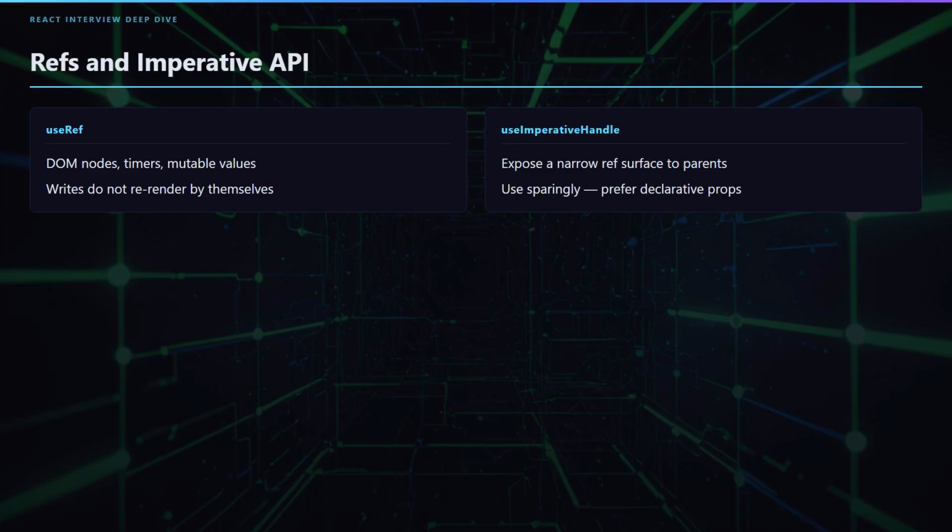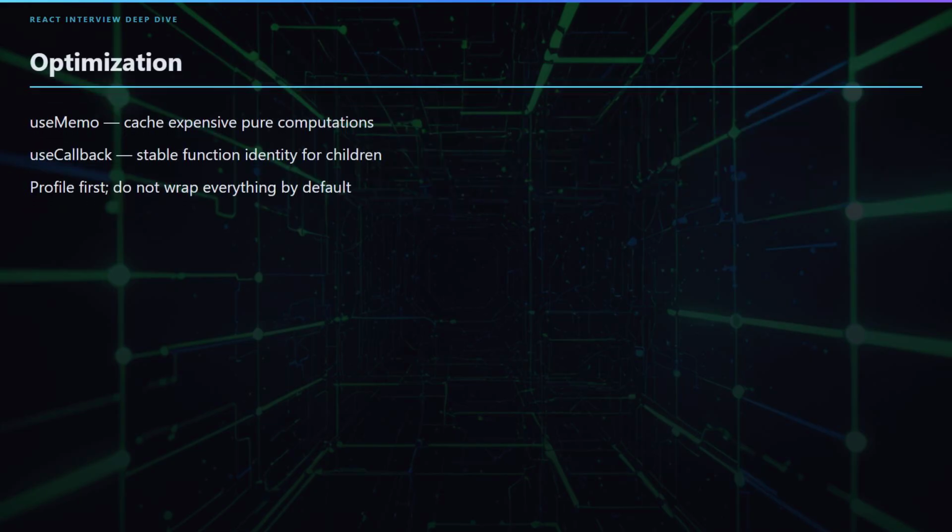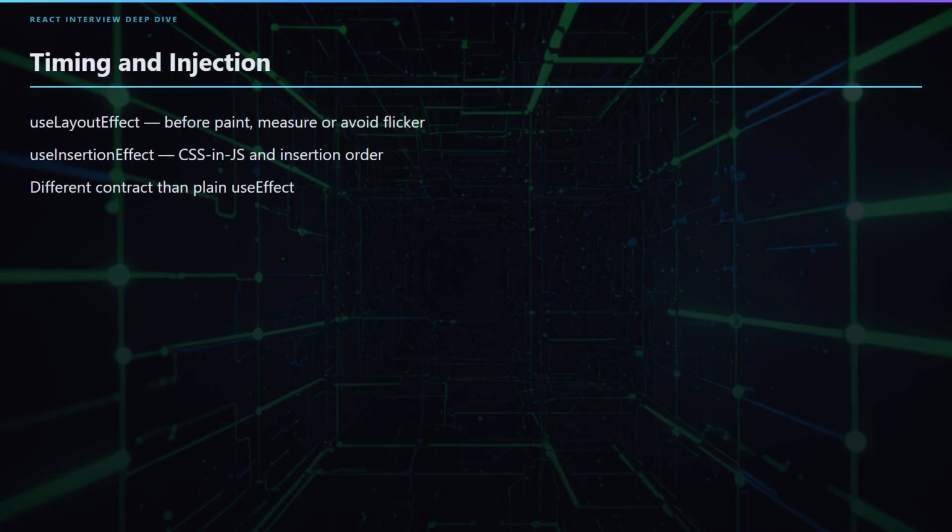For hot paths, useMemo memoizes expensive pure calculations, and useCallback stabilizes function identity when children rely on referential equality. useLayoutEffect runs synchronously before paint when you must measure the DOM or avoid visible flicker. useInsertionEffect exists mainly for style injectors so libraries can coordinate insertion order.